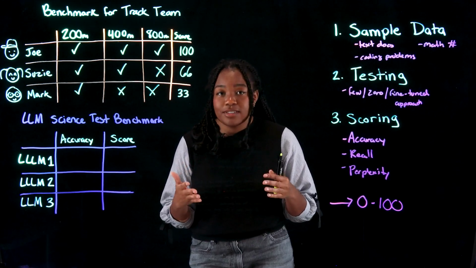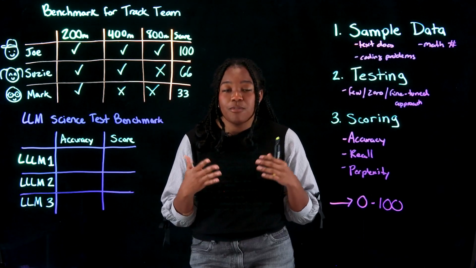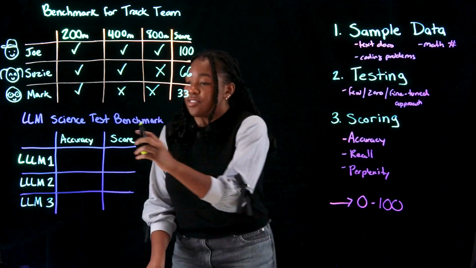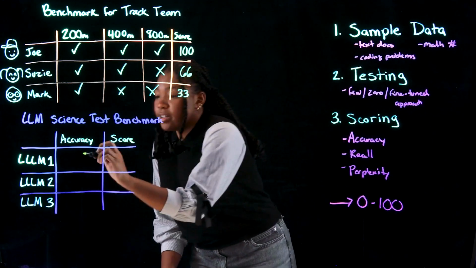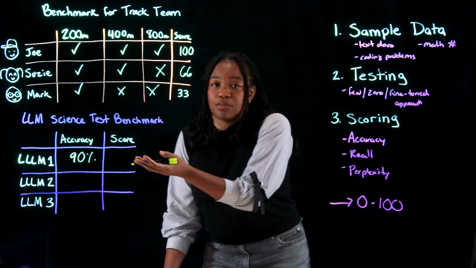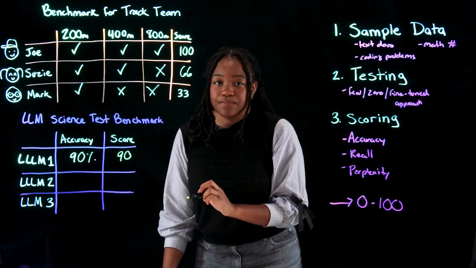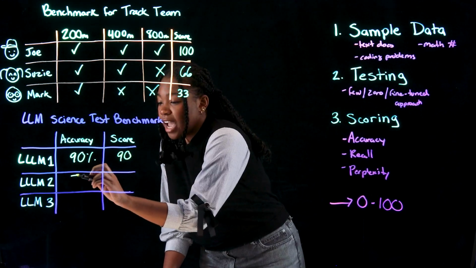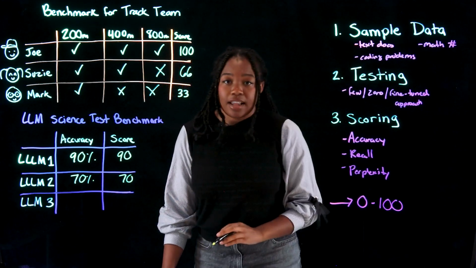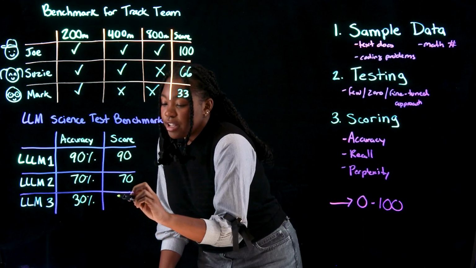Accuracy, because it's quite easy to understand, is the number of correct problems answered. So the number of problems that were answered correctly on the test. Let's say that the first LLM, LLM1, has an accuracy of 90%. Because it's the only metric we're using, we'll just say that the score from 0 to 100 is 90. LLM2 has an accuracy of 70%, thus its score is 70. LLM3 has an accuracy of 30%, thus its score is 30.